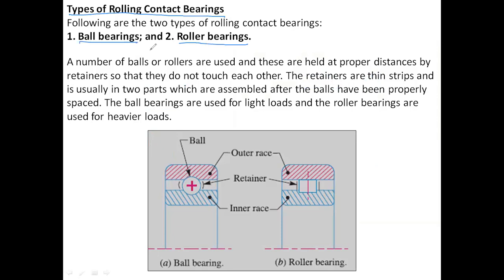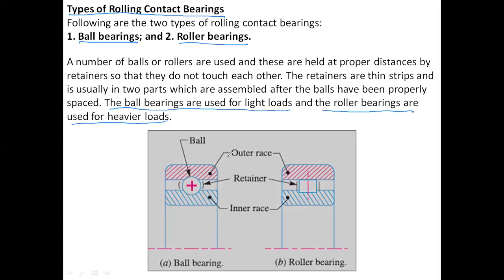A number of balls or rollers are used, and these are held at a proper distance by the retainer so that they do not touch each other. The retainers are thin strips and are usually in two parts which are assembled after the balls have been properly spaced. The ball bearings are used for light loads and the roller bearings are used for heavier loads.